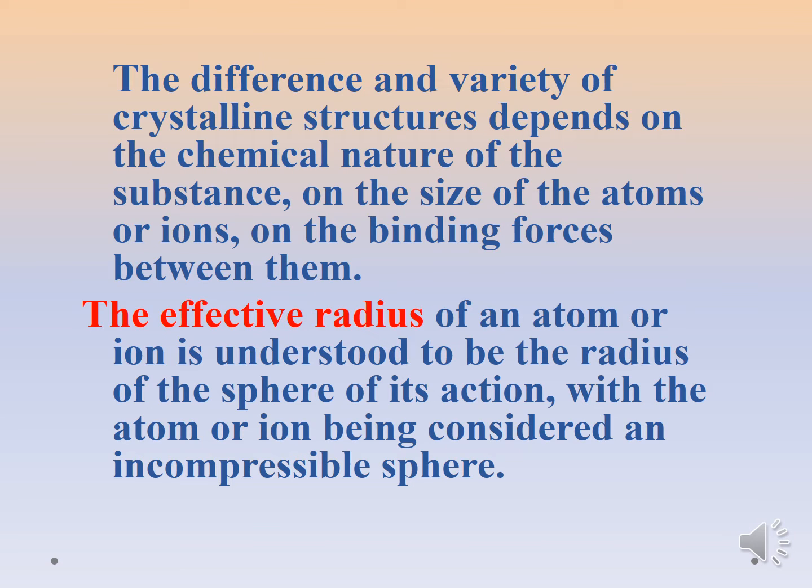The difference and variety of crystalline structures depends on the chemical nature of the substance, on the size of the atoms or ions, and on the binding forces between them. There are some bases of crystal chemistry. One of them: what is the effective radius? The effective radius of an atom or ion is understood to be the radius of the sphere of its action, with the atom or ion being considered an incompressible sphere.